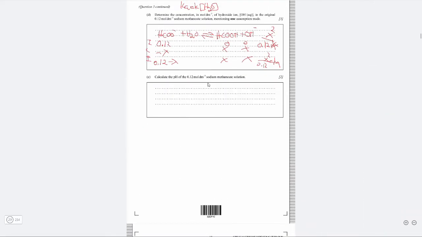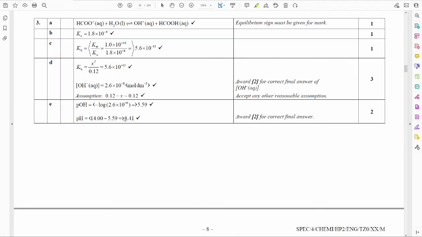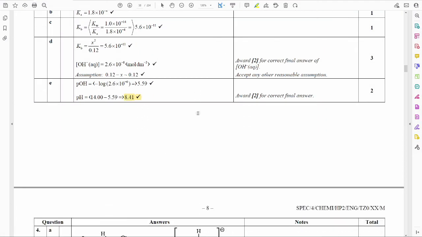Next question, calculate the pH. Okay, so we found the concentration of hydroxide here. So you just take the minus log of hydroxide to get pOH, and then use 14 equals pOH plus pH, rearrange for pH, and then you should get the answer. No, pH, because you have a pOH from this. So the answer turns out to be 8.41.